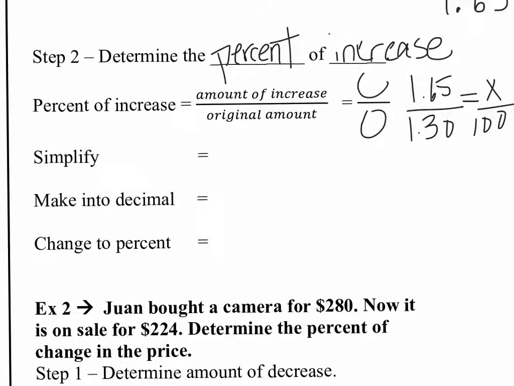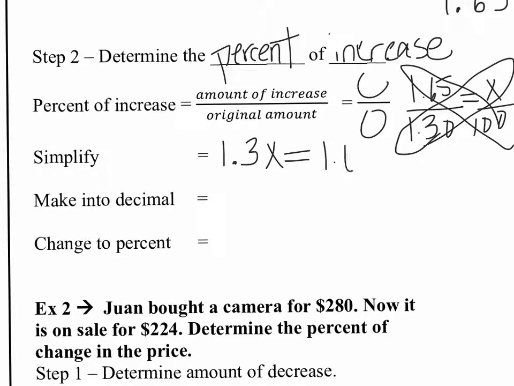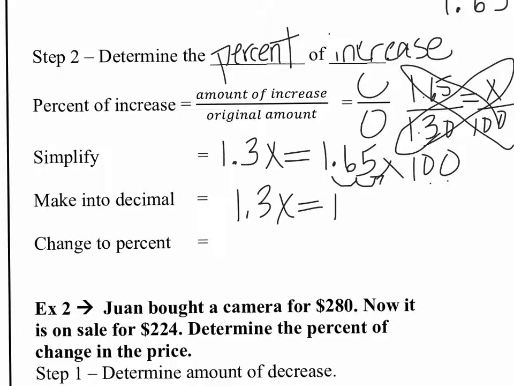How do you solve this? Just like we've been doing the last few lessons, using your cross products. You have $1.30, which is 1 3/10 X, equal to $1.65 times 100. Notice I dropped the 0 off of the $1.30. X is equal to, when you multiply 1 65/100 times 100, you can count the zeros in 100, 1, 2, and move the decimal over 2 times to the right. Makes that $1 or 165.